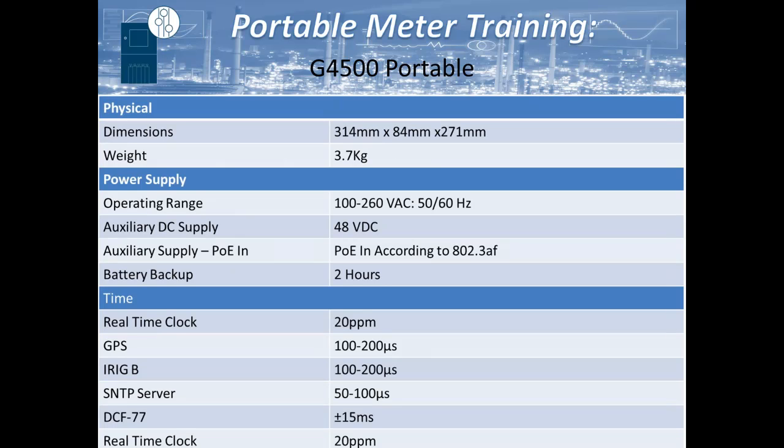This is just included for reference. It does have power over Ethernet. You can also power it off 48 volts DC. The battery backup is good for 2 hours. It does sync to a GPS, and you can also route it to an SMTP server if you have it set up on your network. Here's a list of all the measurement standards that it meets and the communication ports that come with it. Next slide, please.